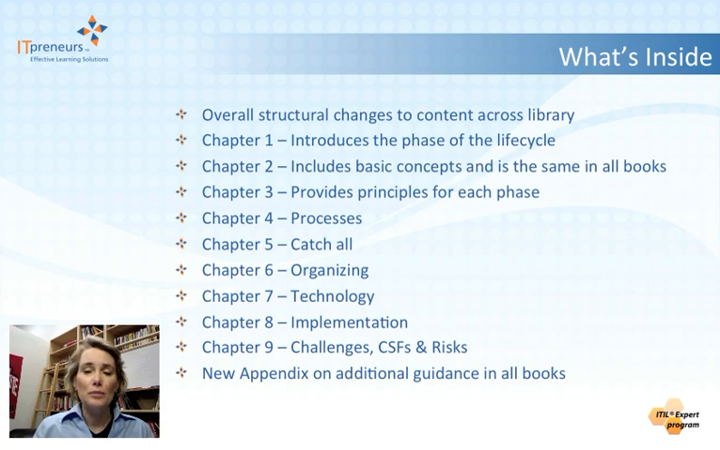Then we have the principles and guidance for each one of the phases. Chapter 4 is dedicated to the processes within the phase. Chapter 5 is kind of a catch-all because we have differences in the different phases, and there was a need for being able to put common-like things in one particular chapter. Chapter 6 is dedicated now to organizing, 7 is really the technology, 8 implementation, and 9 challenges and critical success factors.